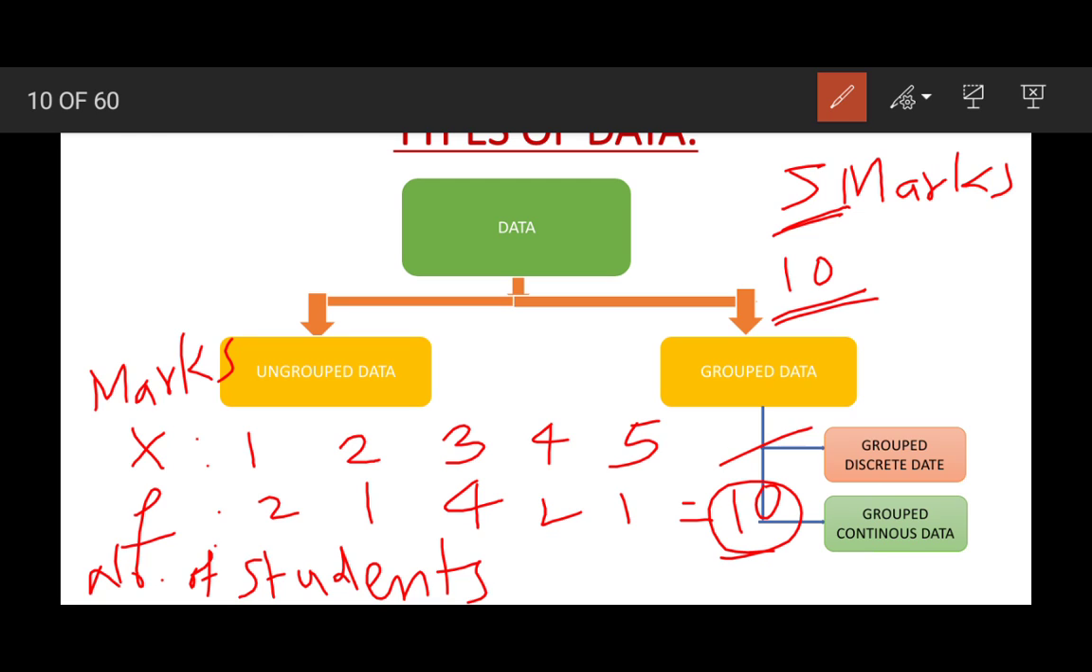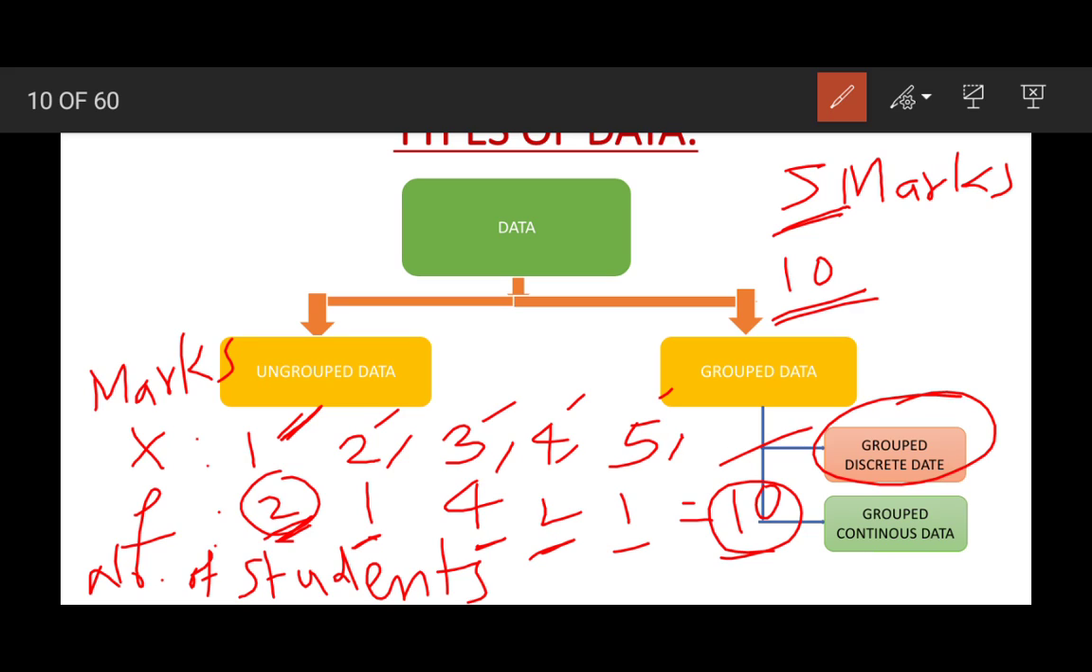Now this is an example of grouped discrete data. Why discrete? Because marks is given in terms of a single value, a single number. And frequency means number of students. So this means how many students got 1 mark? 2 students got 1 mark, 1 student got 2 marks, 4 students got 3 marks, 2 students got 4 marks, and 1 student got 5 marks.